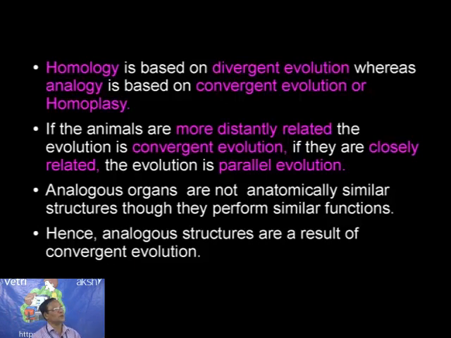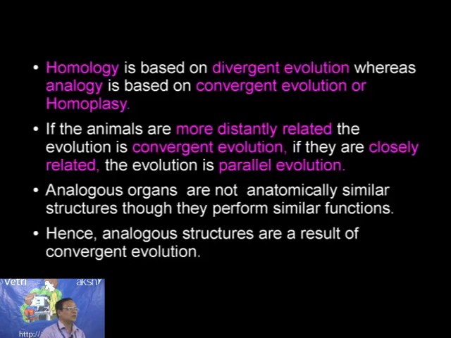For example, the placental mammals and marsupials exhibit parallel evolution. They are more or less closely related, but they are converging towards one point, leading a common life. If the animals are more distantly related, the process is called convergent evolution, and the evolution of more closely related species is called parallel evolution.